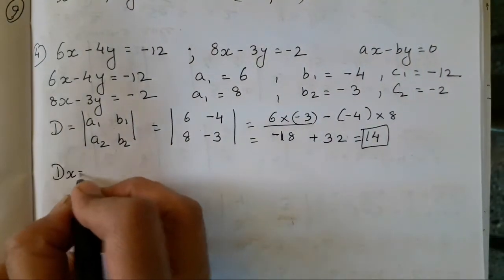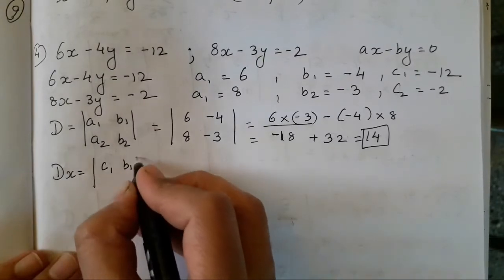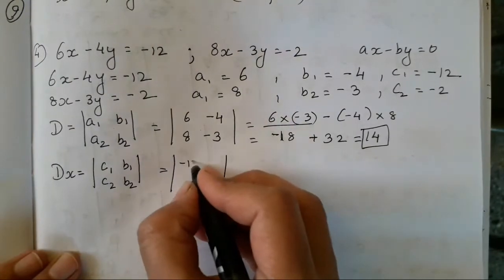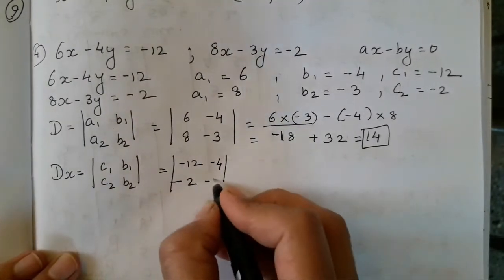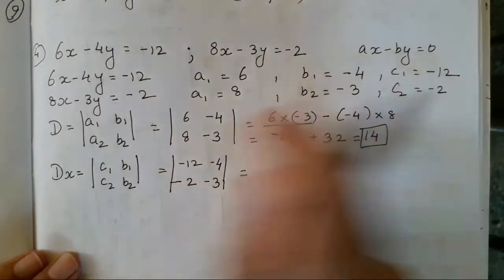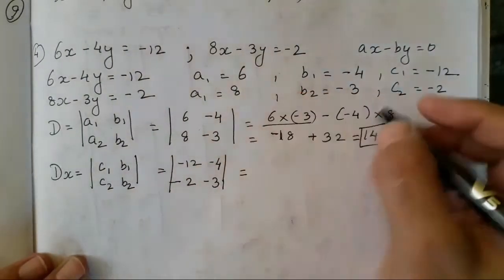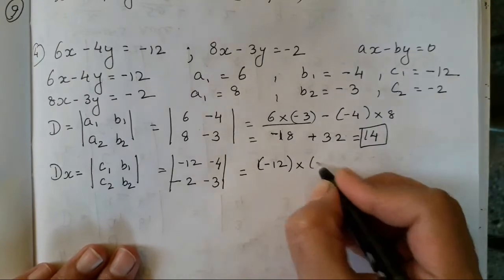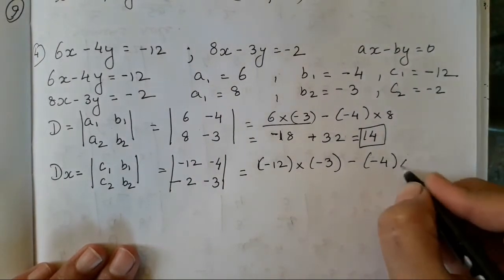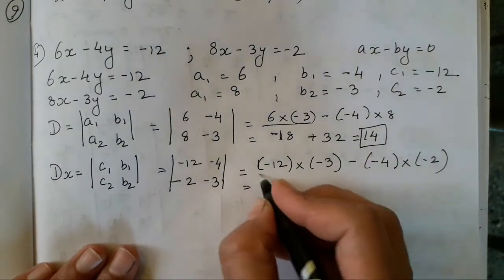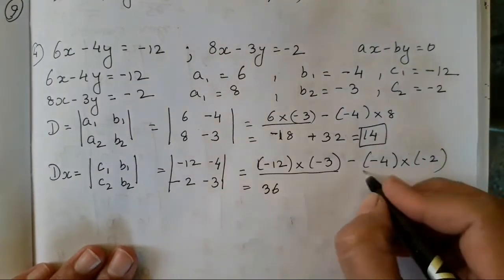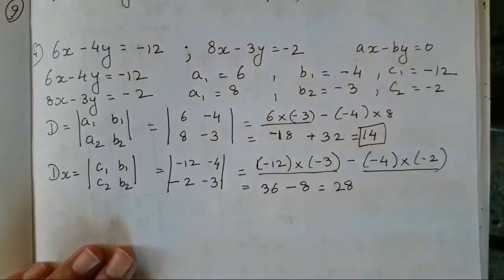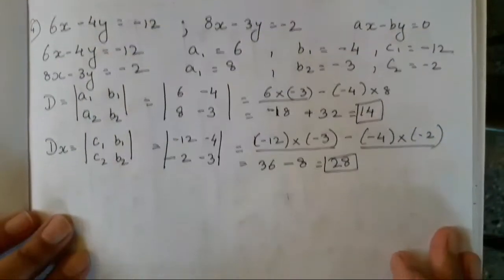Then you all have to take dx, that is c1 b1, c2 b2, minus 12 minus 4 minus 2 minus 3. Okay, by substituting the values from here it becomes very easy. That is why we have taken it, we have given that much of time. So now minus 12 into minus 3 minus 4 into minus 2. Now this is, you all have to multiply. The answer is going to be 36. Multiply, the answer is going to be 8. Subtracted, the answer is 28. So you have got your dx.